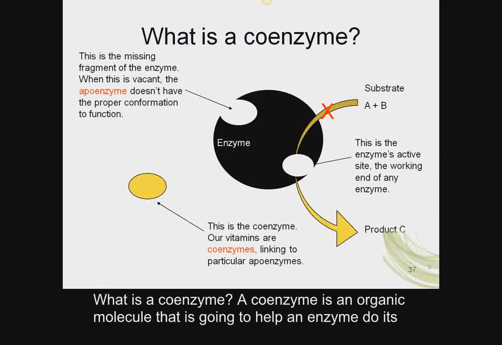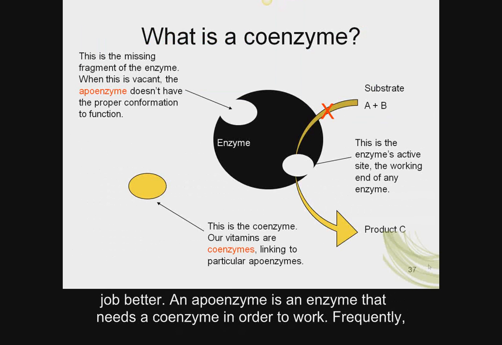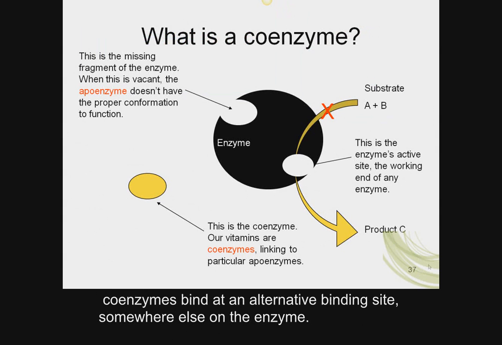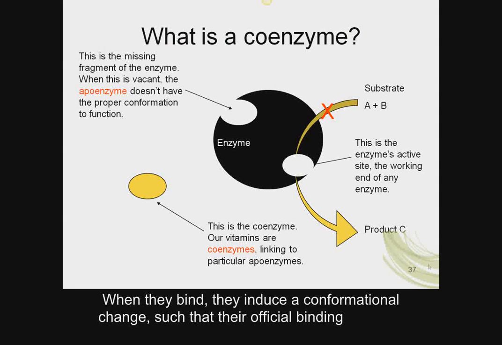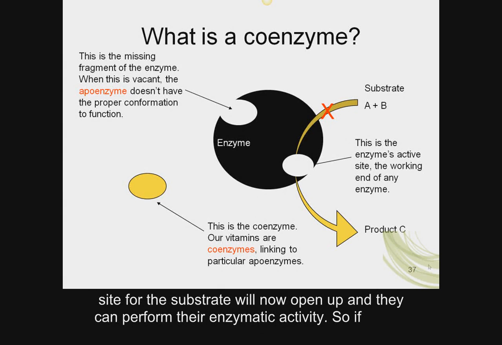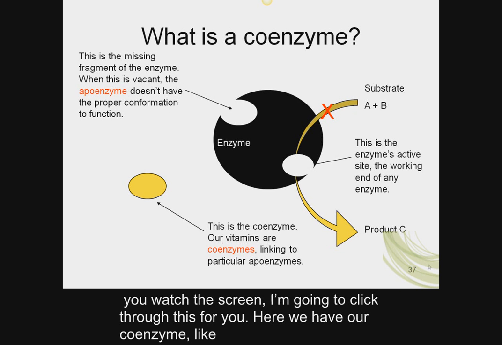What is a coenzyme? A coenzyme is an organic molecule that is going to help an enzyme do its job better. An apoenzyme is an enzyme that needs a coenzyme in order to work. Frequently, coenzymes bind at an alternative binding site somewhere else on the enzyme. When they bind, they induce a conformational change, such that their official binding site for the substrate will now open up and the enzyme can perform its enzymatic activity.